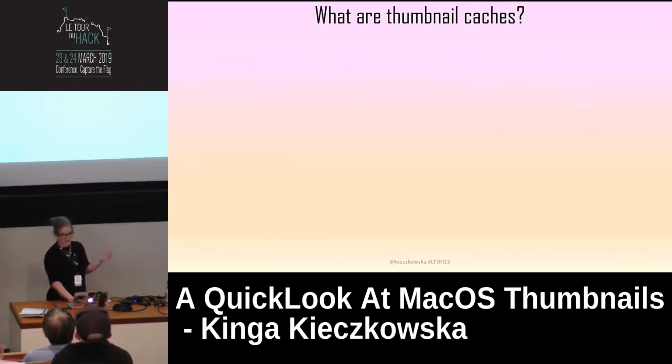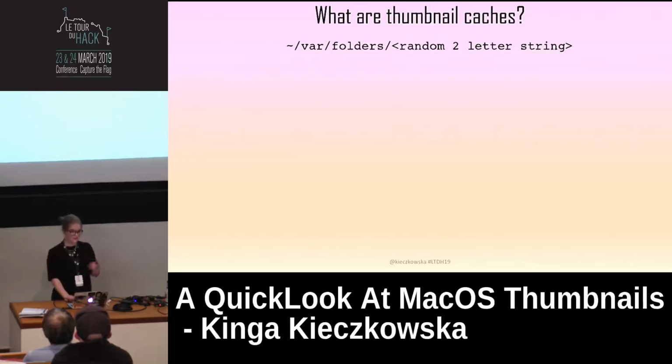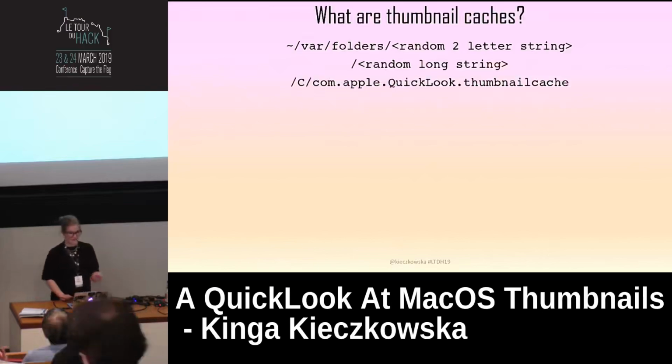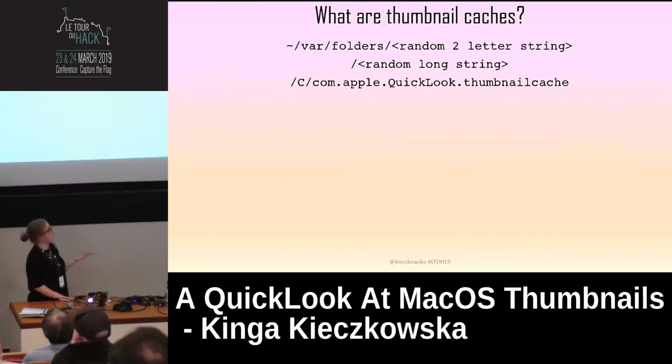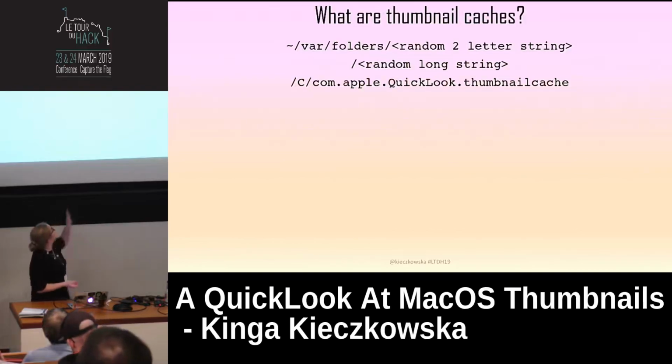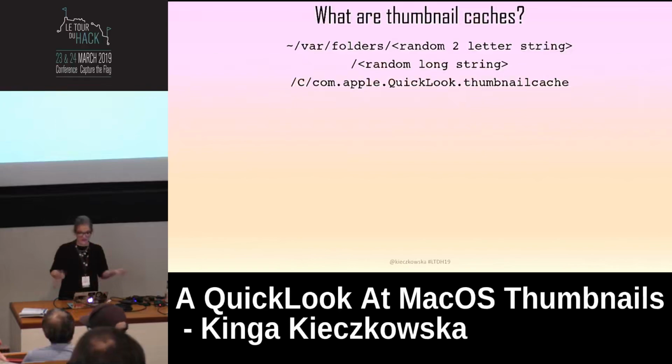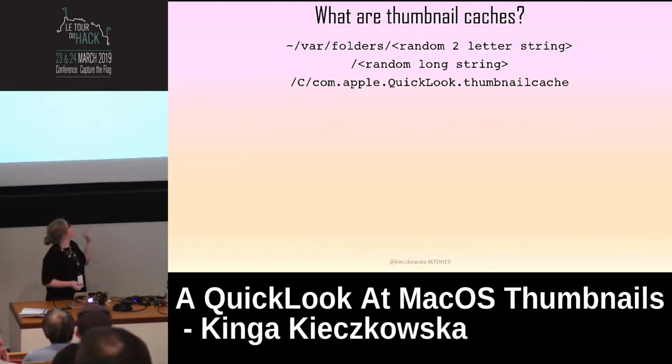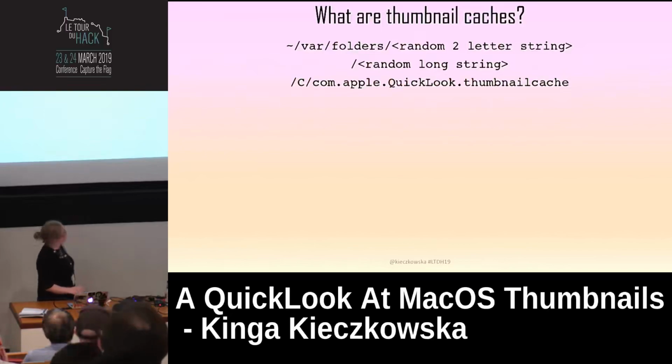Anyway, where is this cache? So you go to var folders, then there will be a random 2-letter string directory name, then there will be a random long string, and then there will be a C directory and com apple quick look thumbnail cache. The best way to find it is just to go to var folders and use the find command with the name thumbnail cache from there, because there will be a lot of different random 2-letter string and random long string directories. So to find it, just use the find command being in var folders.